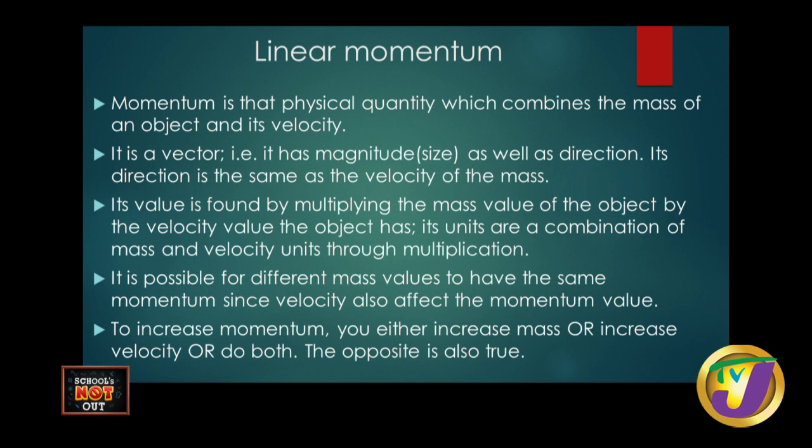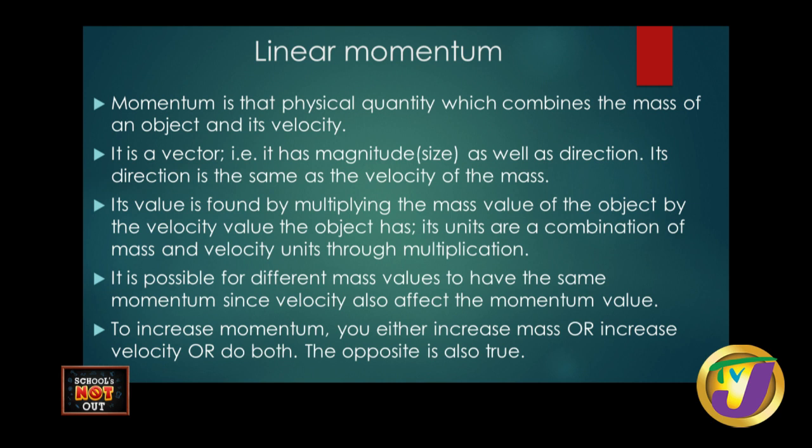So whatever units you use for mass, be it kilogram, gram, pound, whatever, and whatever the units for velocity, meters per second, kilometers per hour, miles per hour, you just combine those two and you get the units for momentum. It is possible for different mass values to have the same momentum, since velocity also affects the momentum value. So don't just think that once you have a large mass, then naturally you will have more momentum than a smaller mass. No. You combine the two, and then you look at the value you have for momentum.